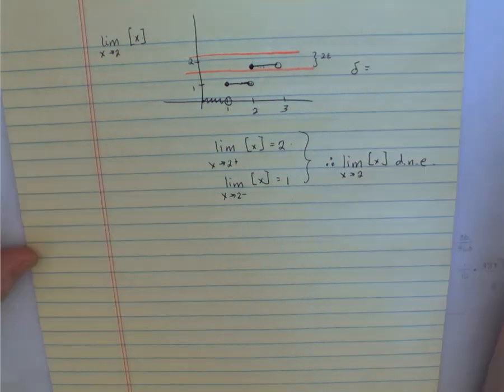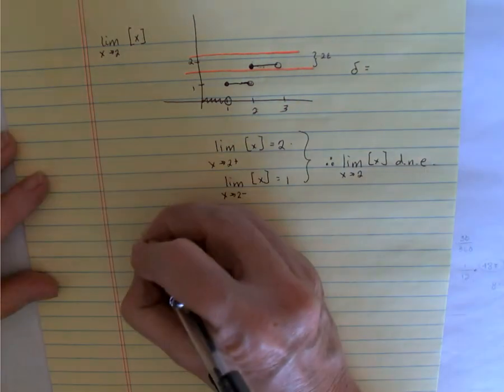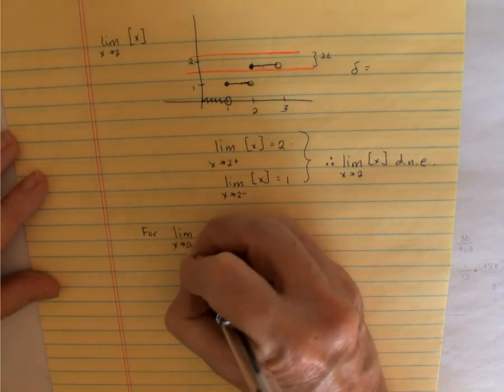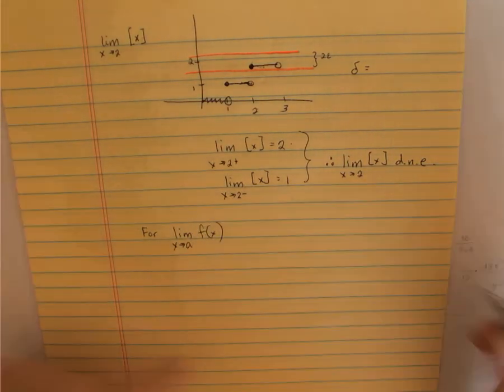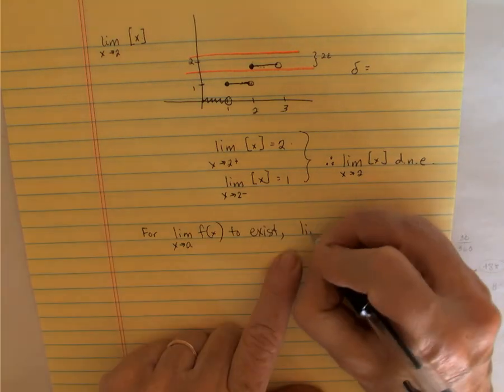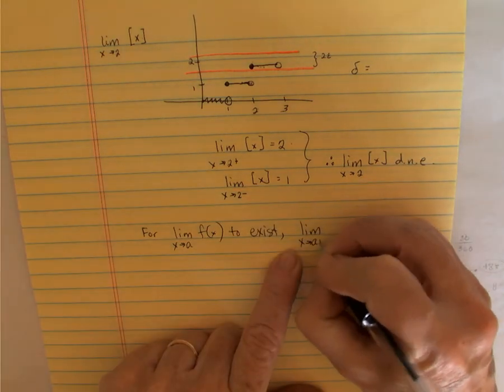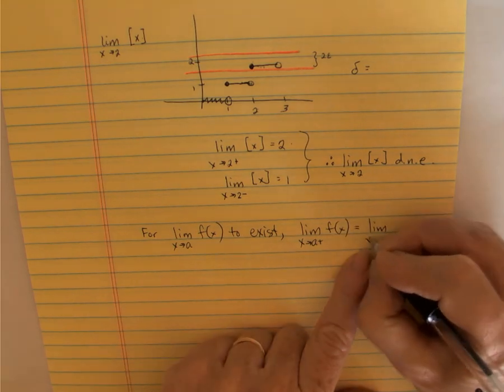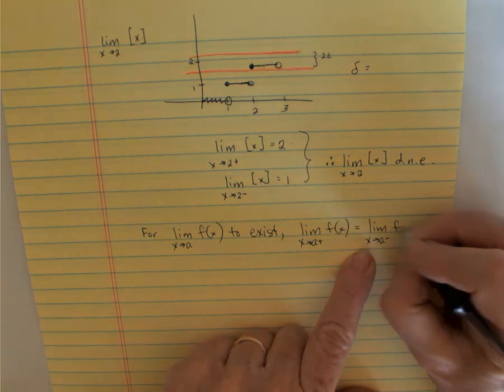So over here, I'd say, therefore, the limit as x approaches 2 for this function does not exist. So visibly, for us to talk about the limit as x approaches a for some function to exist, what has to happen is the limit as x approaches a from the right of the function must be equal to the limit as x approaches a from the left.